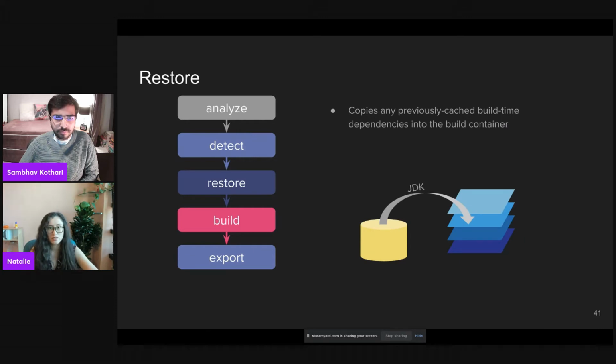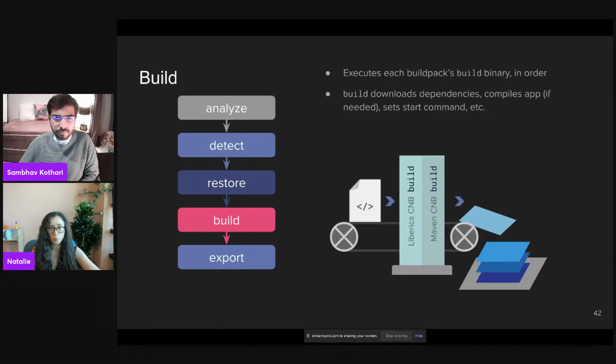The next phase is called restore. This phase is where we copy build time dependencies that were cached in a previous build back into the build container. The first build with Buildpacks might be a little slow depending on how many dependencies are actually downloaded, but subsequent builds can be much faster.